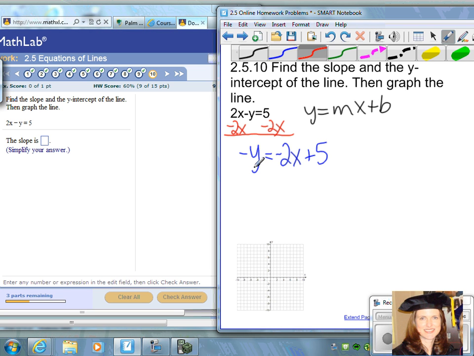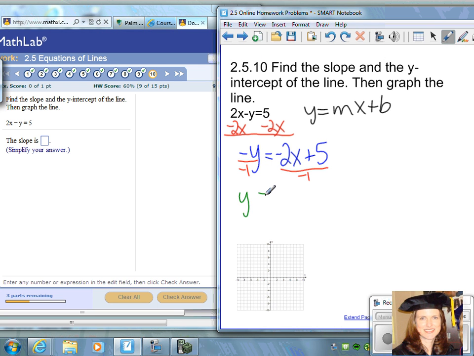Our next thing, we want to get the y by itself. We can multiply everything by negative 1, or we can divide everything by negative 1. Either way, done algebraically correct, you should get the same result. Negative y divided by negative 1 is a positive y, and negative 2x divided by negative 1 is a positive 2x, and a positive 5 divided by negative 1 is a minus 5. So the slope of this line is positive 2, and the y-intercept of this line is negative 5.